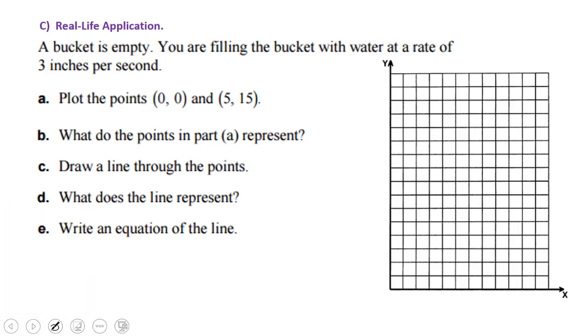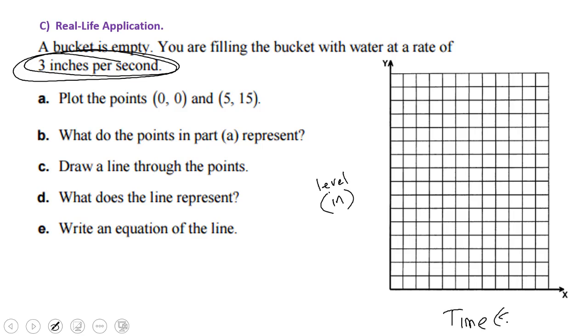We got to come over to this graph. We got to put something on the graph. And here's what you're thinking. At a rate of 3 inches per second. Well, that's slope, because that's a rate. And rate is a ratio, just like slope is a ratio. And it's inches per second. So the y is inches and the x is seconds. So we can now label our graph right here. We have level in inches. And down here we have time on the x-axis, time in seconds.